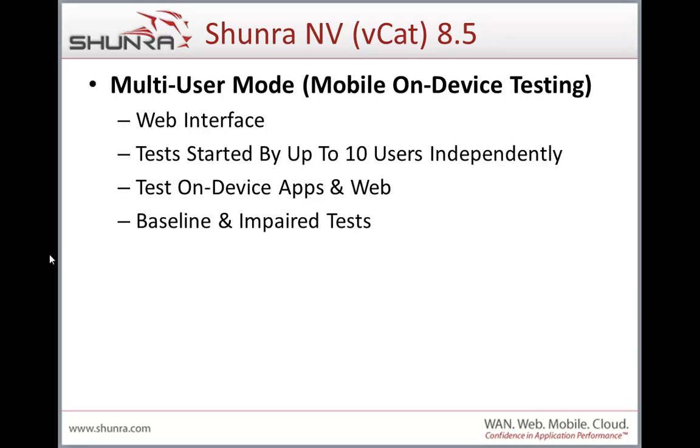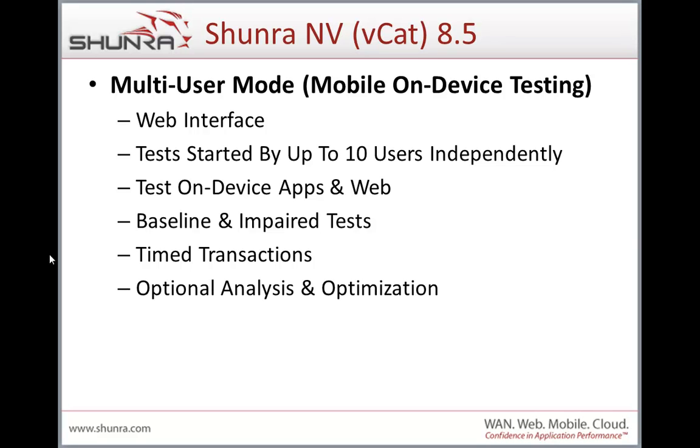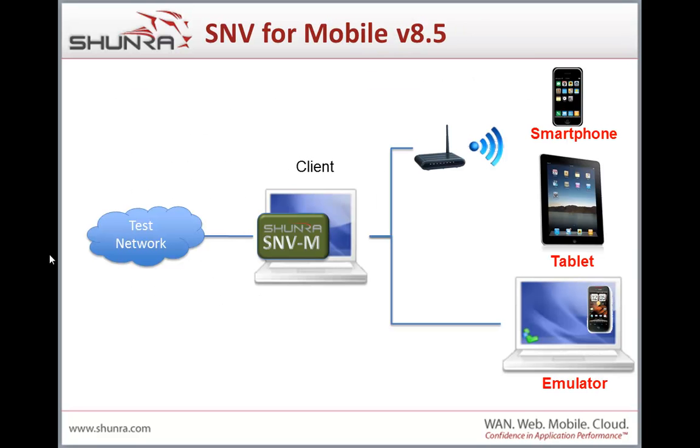The process is to run a baseline test across Wi-Fi and to then run a sequence of impaired tests to show the impact of network conditions on performance and functionality. Typically we will also time transactions to mark the steps in a journey. Optionally, you can also use Shunra Analytics and a web interface to have a look at analysis and optimization to improve performance.